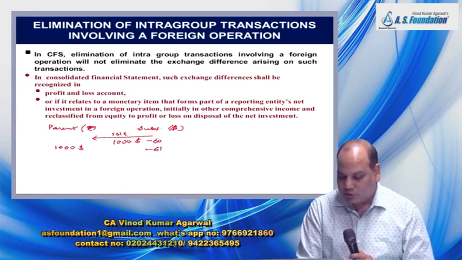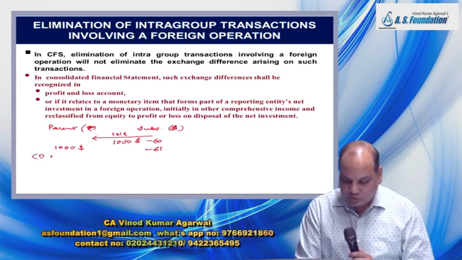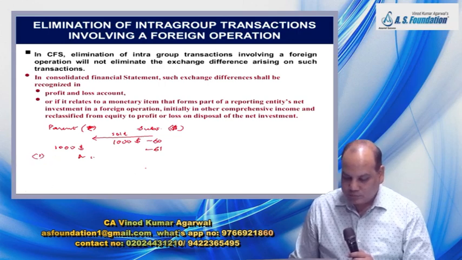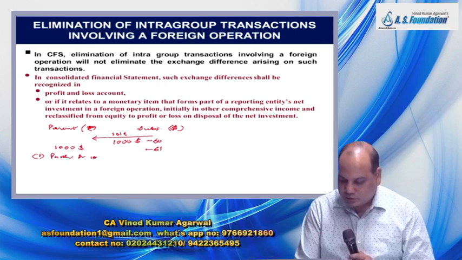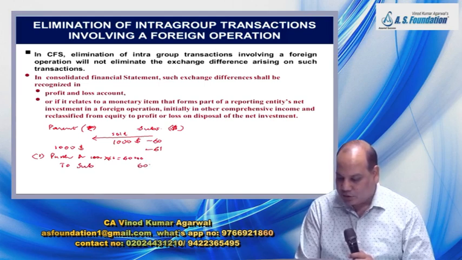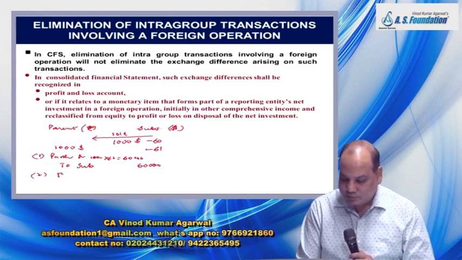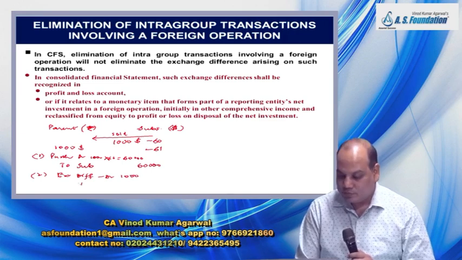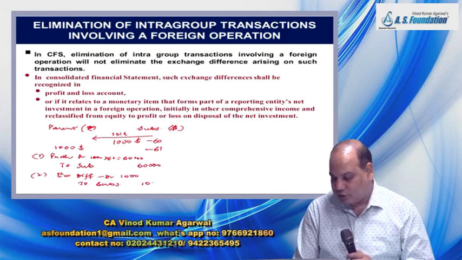So what will they do? They will pass two entries. First entry will be purchase account debit 1,000 to subsidiary account 1,000. Purchase to subsidiary, 1,000 into 60, because for parent, rupee is a foreign currency. To subsidiary, that is amount payable 60,000. At the end of the year, they will pass the entry: exchange difference account debit, 1,000 into 1 rupee difference, and to subsidiary account 1,000.